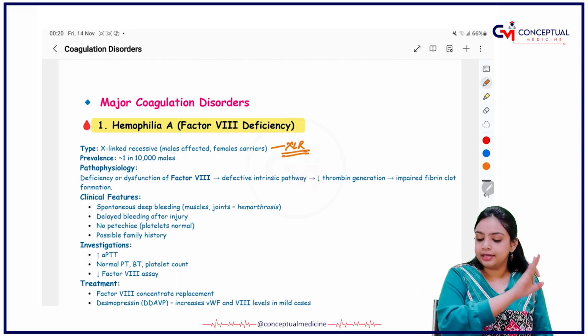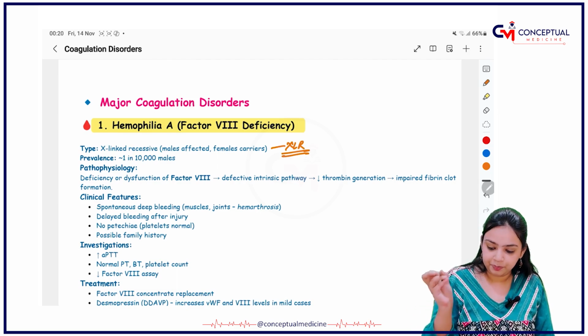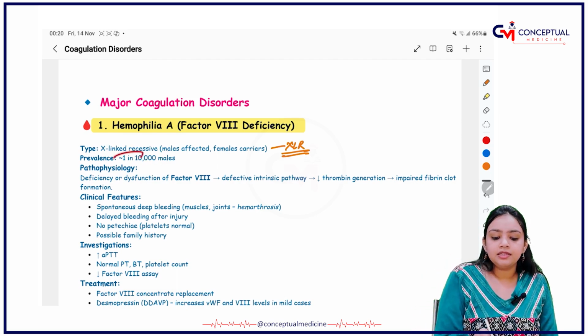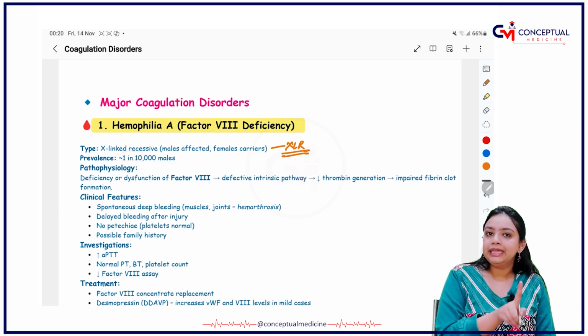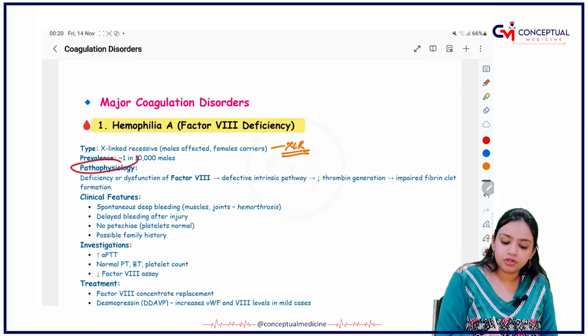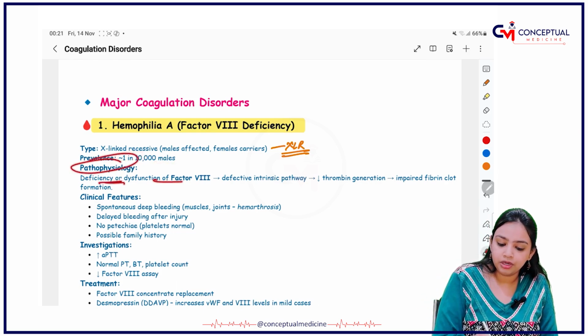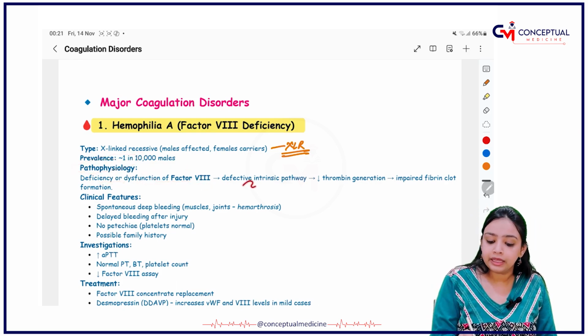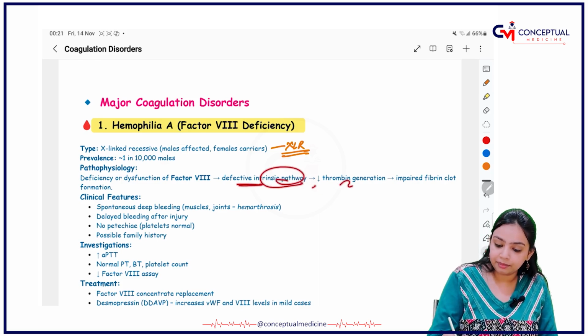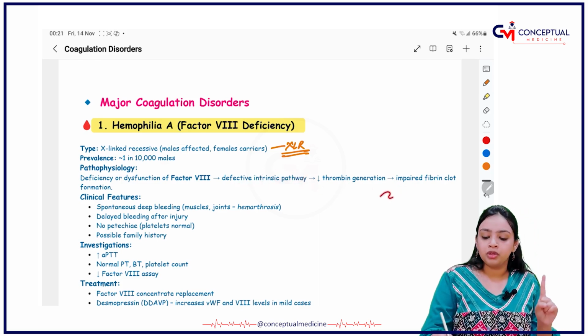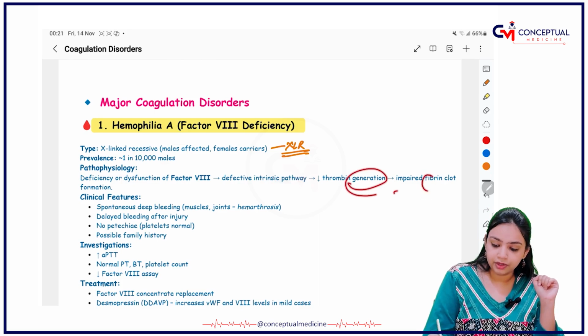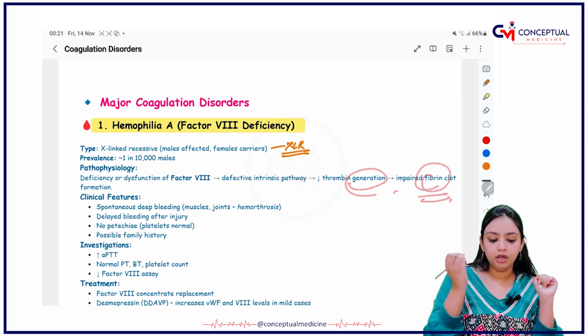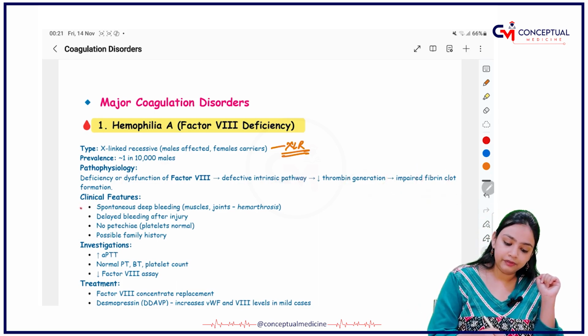Okay, it is an X-linked recessive disease. The prevalence is 1 in 10,000 males. Pathophysiology is that there is deficiency or dysfunction of factor 8, as a result of which what will happen? There will be a defect in the intrinsic pathway and decreased thrombin generation, which will cause impaired fibrin clot formation.